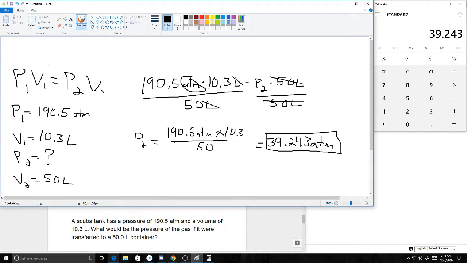Now we should be able to look at this and see if it makes sense. Our starting pressure was 190.5 and volume was 10.3. It looks like our volume quintupled in size, so it increased 5 times. And our pressure pretty much decreased by 5 times. So that makes sense. That's how we can know that our answer does make sense. Alright, let's do one more.